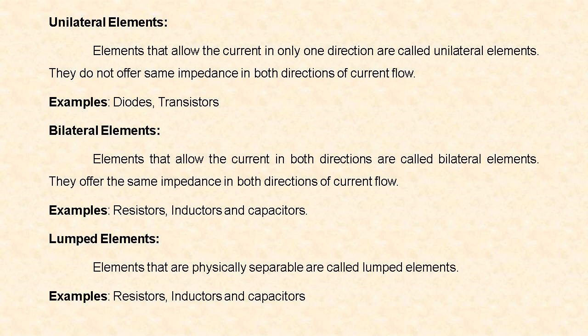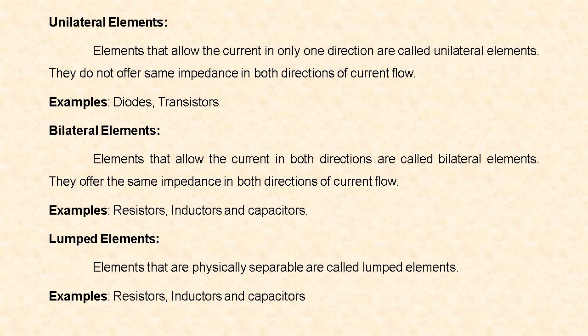Next, unilateral elements. These are the elements that allow the current in only one direction. They do not offer the same impedance in both directions of current flow. Example: diodes and transistors. Next, bilateral elements. These are the elements that allow the current in both directions of current flow. They offer the same impedance in both directions. Example: resistors, inductors and capacitors.